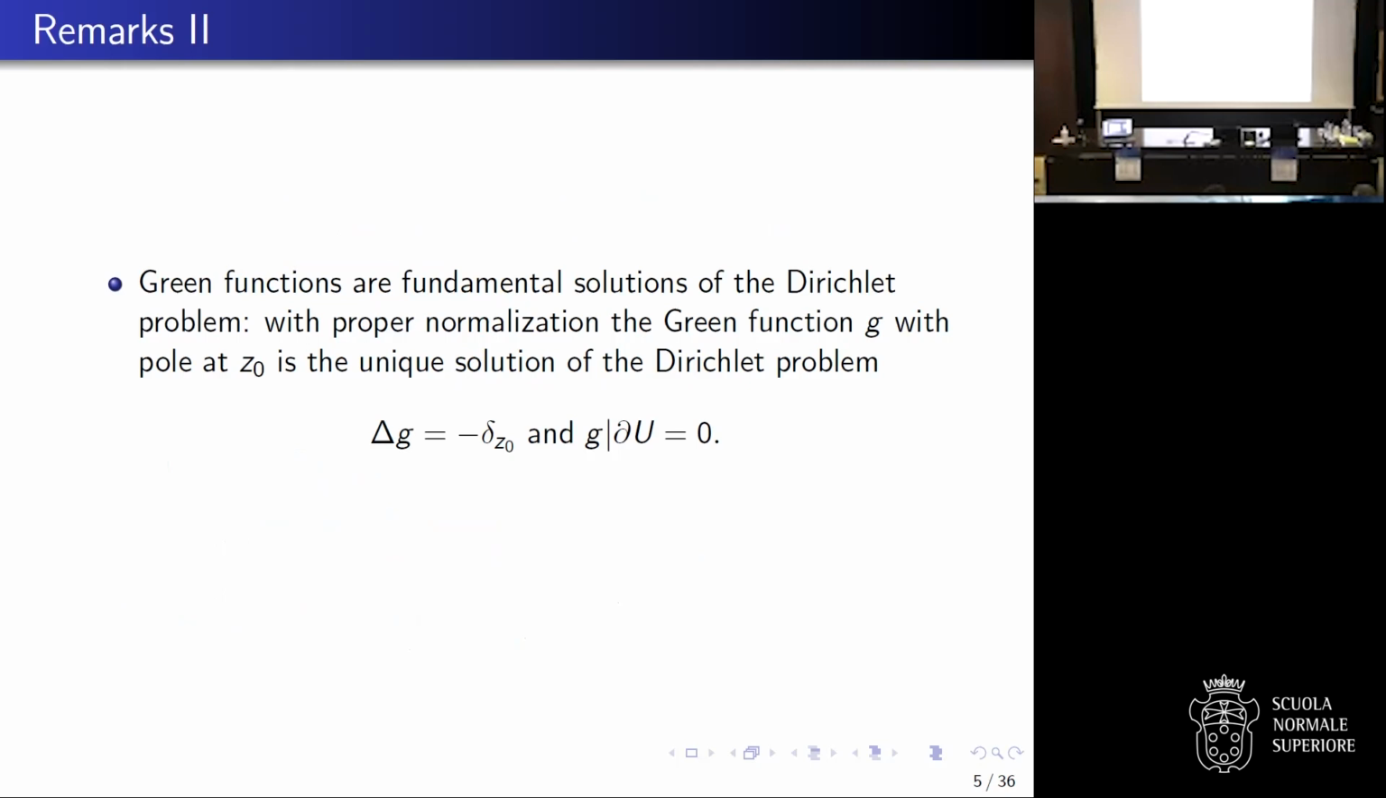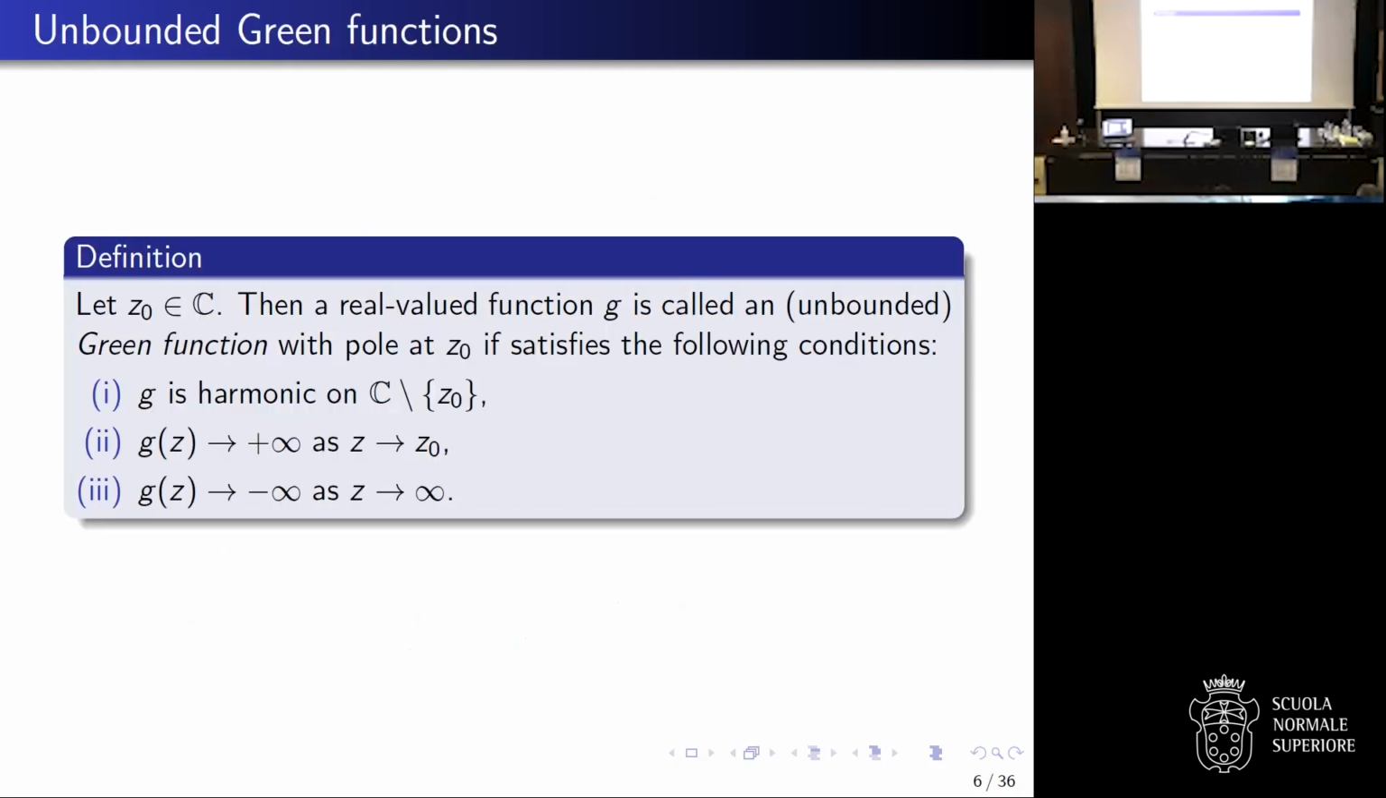Another way to think about Green's function is as fundamental solutions of the Dirichlet problem, right? Well, they satisfy this kind of distributional equation where at the pole you have a Dirac mass singularity. But I will not pursue this point of view here today, but I just wanted to mention it because this is certainly something that you've all seen in some form or other. Well, today, actually, I will not be interested in these type of Green's functions that you all know. I will be interested in what I like to call unbounded Green's functions.